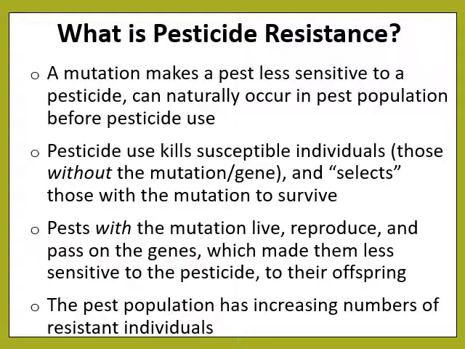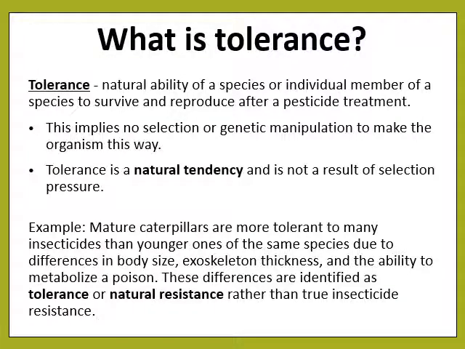frequency in subsequent generations. There's another term, tolerance, and even though these two words, resistance and tolerance, can have a similar implied meaning, tolerance does have a different definition biologically, in that it's talking about the natural ability of a species or a member of a species to survive and reproduce after a pesticide treatment. So this implies that no selection has happened to make the organism this way. It's a natural tendency.